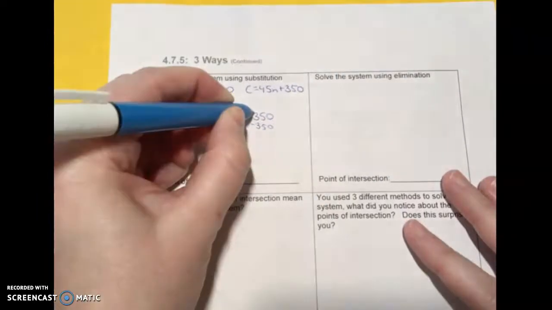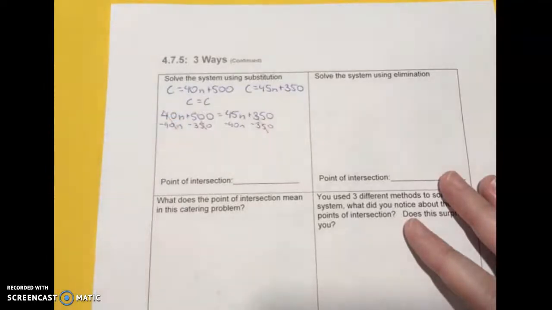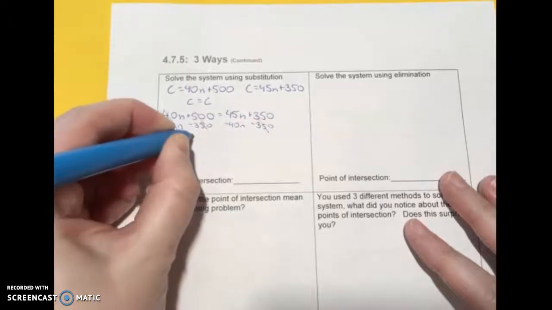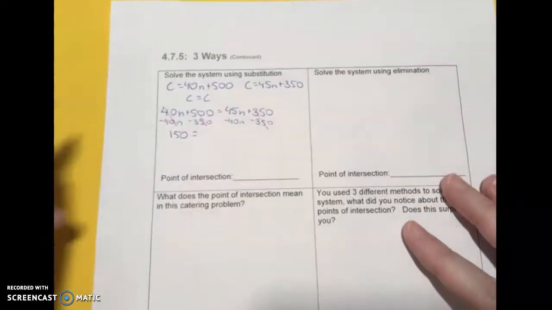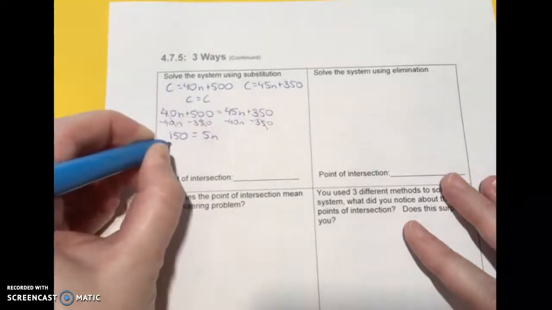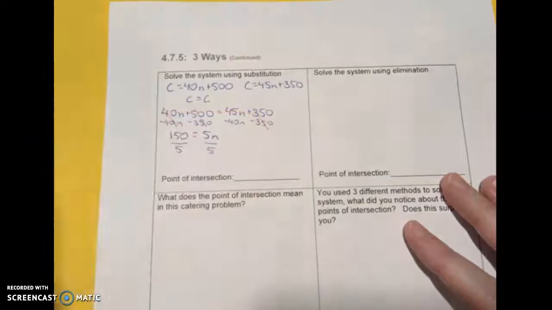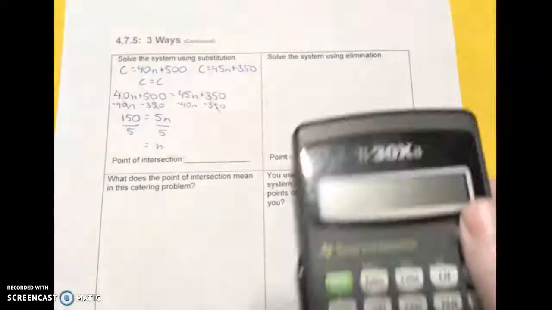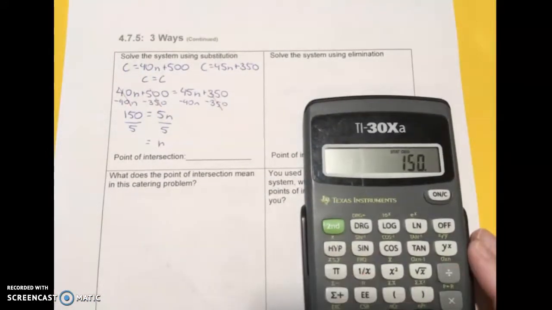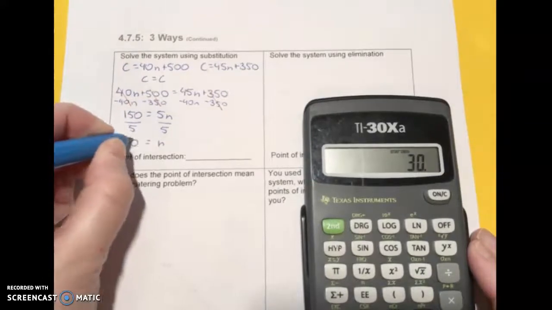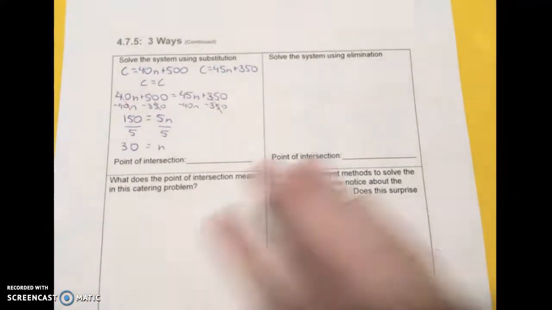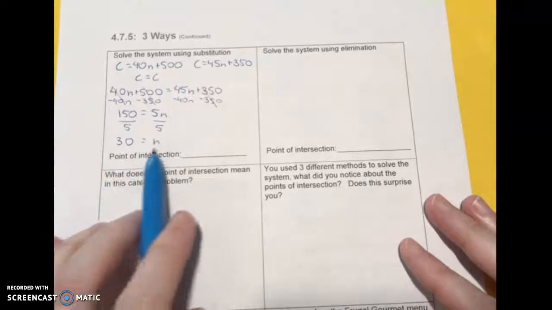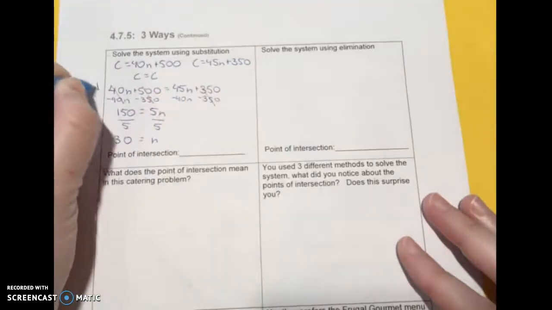So 500 minus 350 leaves me 150 equals 45n minus 40n gives me 5n. So to find n in this case, we're going to divide by 5, and 150 divided by 5, always use your calculator if you're not sure, is 30. Okay, and now we can use this to put back into one of our equations to find what C is when n is 30. So that's step 1.